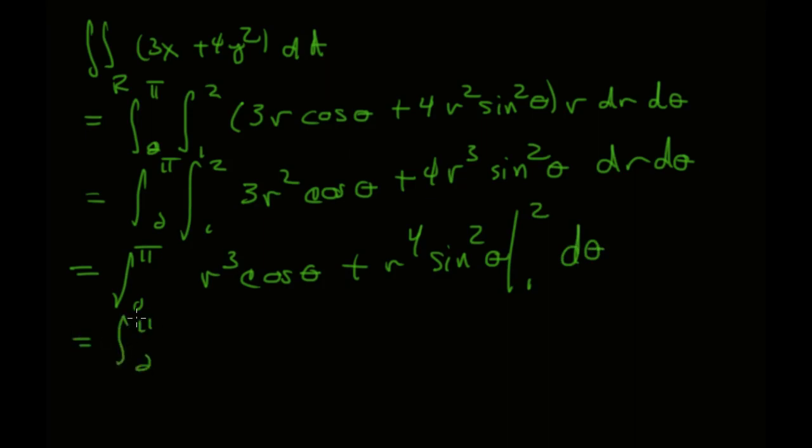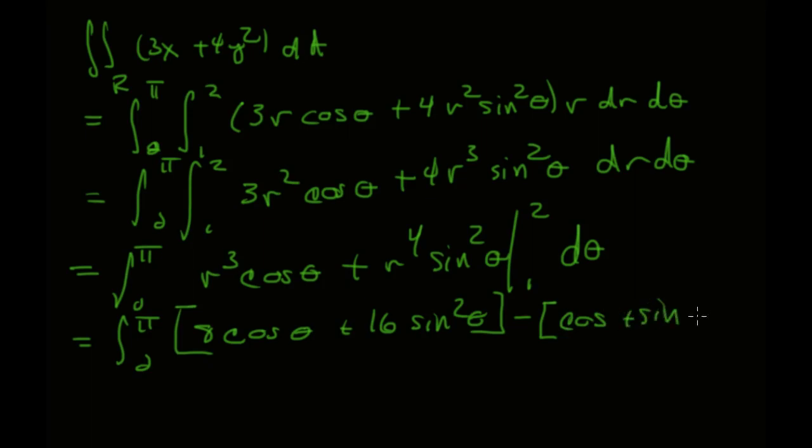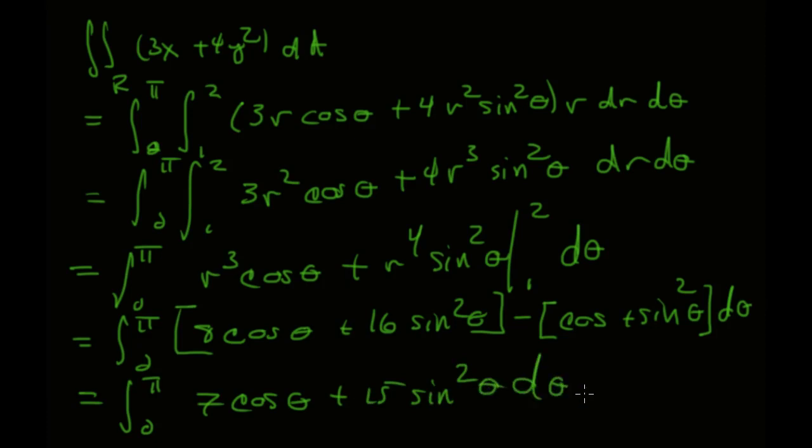So 0 to pi, let's see what we have here. 2 cubed is 8 cosine theta. 2 to the 4th is 16 sine squared theta. Minus the lower-limit terms, cosine theta plus sine squared theta, d theta, is now going to give me the integral from 0 to pi of 7 cosine theta plus 15 sine squared theta d theta. So now I'm down to an ordinary integral.